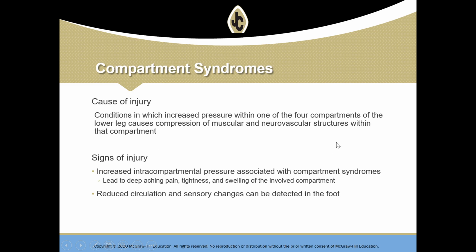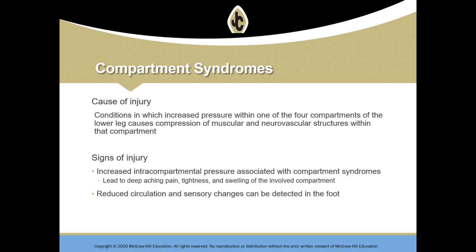Okay, compartment syndromes. Probably the most significant lower leg injury that we'll deal with. We have increased pressure within one of the 4 compartments of the lower leg, which causes compression of musculature and neurovascular structures within the compartment. I talked about there being muscles in those areas, tendons, blood vessels, and arteries, and I forgot to mention there are also nerves in those areas. So we're cutting off blood supply and nerves. That's a problem for our foot. So this is a very important situation to be dealing with.